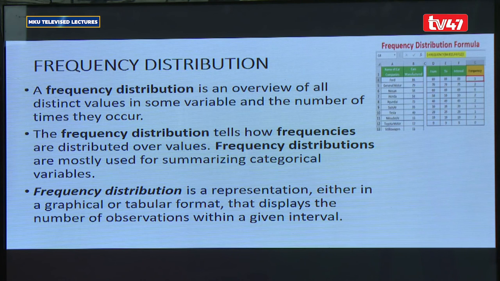Finally, we come to the frequency distribution. As I mentioned earlier, frequency distribution allows us to see the frequencies, and it's mostly used to summarize categorical variables. Earlier we talked about the various types of data, and we talked about the categorical variables. It allows us to present in either graphical or tabular form and to display the number of observations given the various intervals.